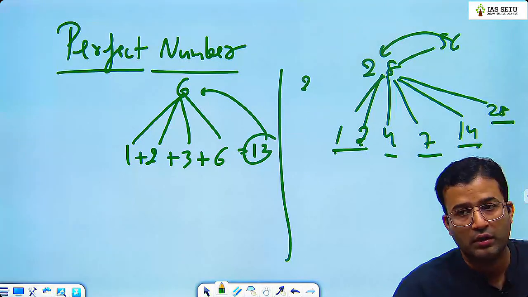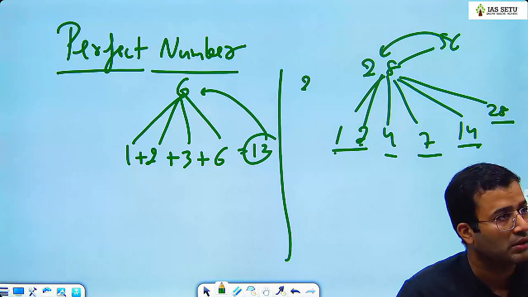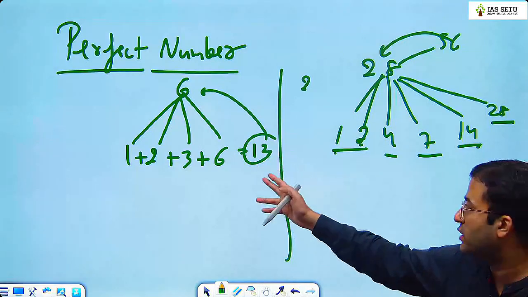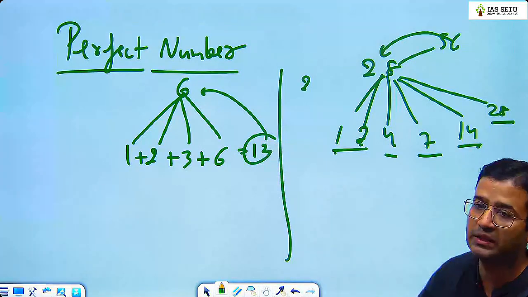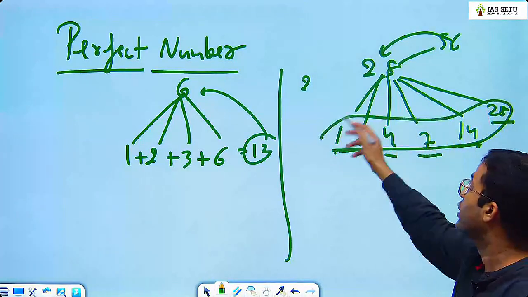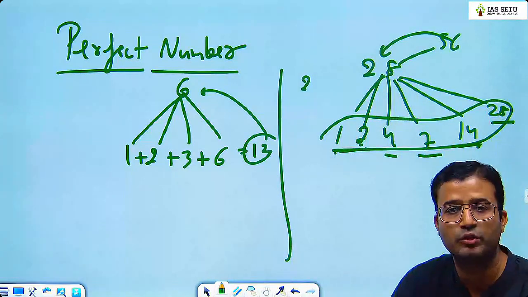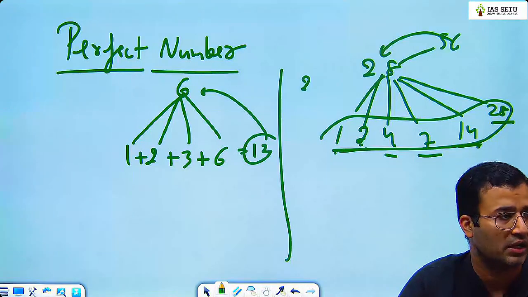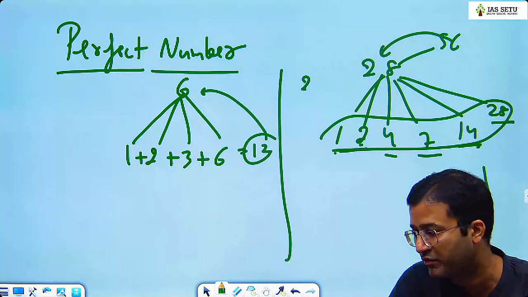Okay, online students clear? 6 is a perfect number क्योंकि 6 के अगर factors लोगे, the sum of the factors of 6 is double than 6. 28 के सारे factors लेके उनको add करोगे, you get exact double as compared to the given number. When it is exact double as compared to the given number, that number we call as a perfect number.